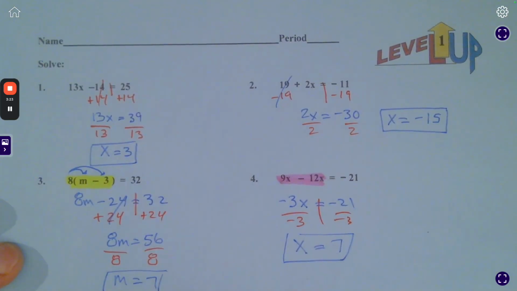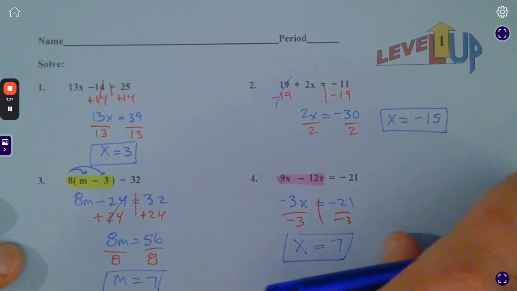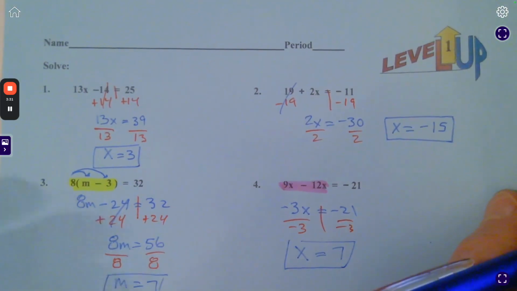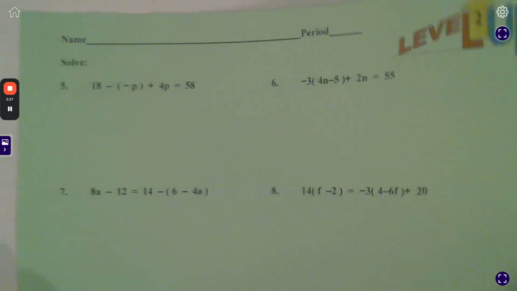All right. Level up 1 is done. When you're done, take it to your teacher or whoever, and they will look at it, and then they will give you the next one if it's all correct. It's a great way to study for a test or a quiz.